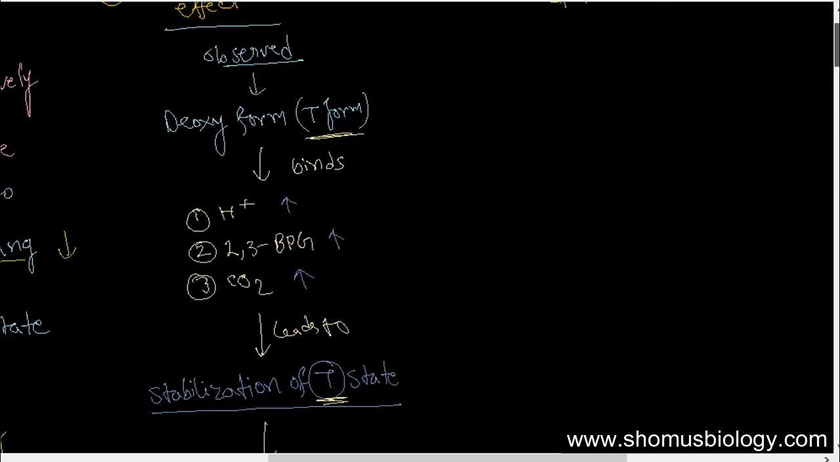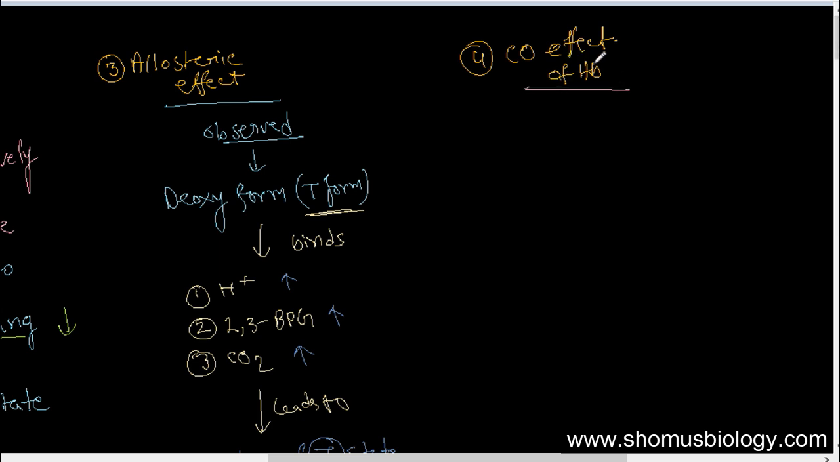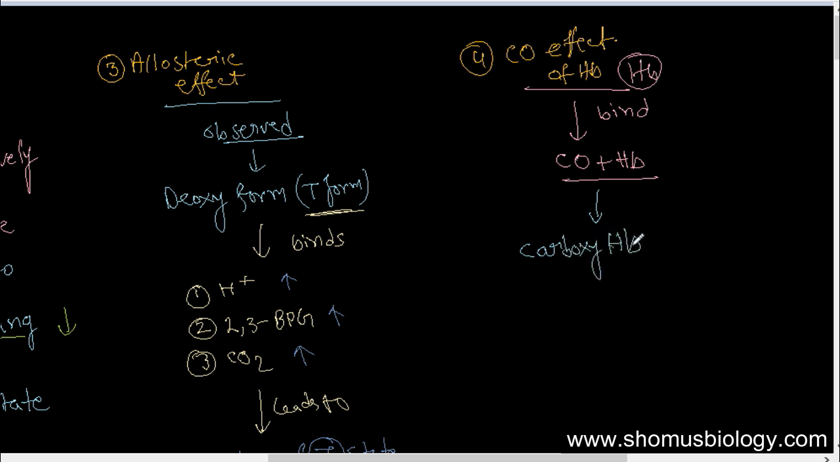Now let's move to the fourth concept. There is the effect of carbon monoxide. So hemoglobin can bind to the carbon monoxide. So hemoglobin binding with carbon monoxide leads to carboxyhemoglobin.